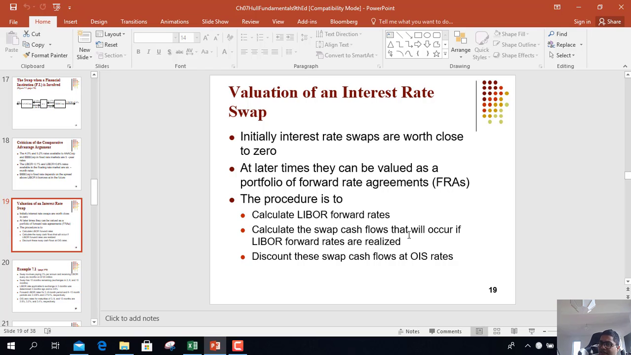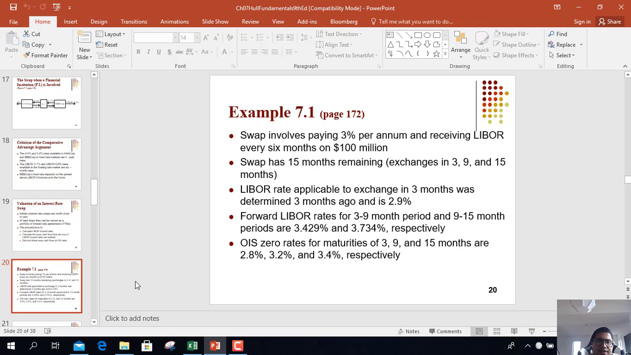Then calculate the cash flows that occur, so the net values that would occur, and discount those net values by the OIS rate, right? The risk-free rate. So effectively you have to calculate the cash flows that the swap is going to pay, then discount those cash flows at the risk-free OIS rate. They have given an example.